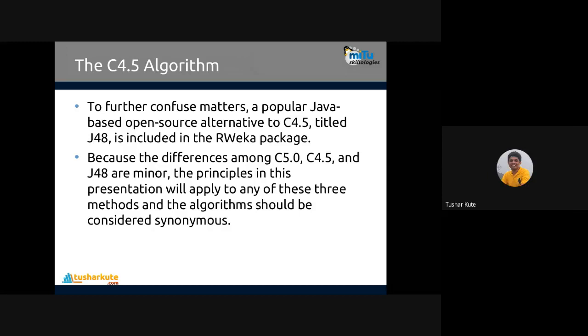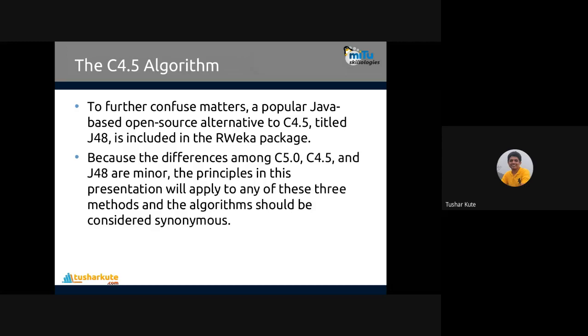So to further confuse matters, a popular Java-based open source alternative to C4.5 was there, whose name was mentioned as J48 in the Weka package, one of the most useful tools in data mining in the history of computing. Now there are some minor differences between C4.5 and C5.0. But the principles of this presentation will apply to all 3 methods, and the algorithms should be considered synonymous.